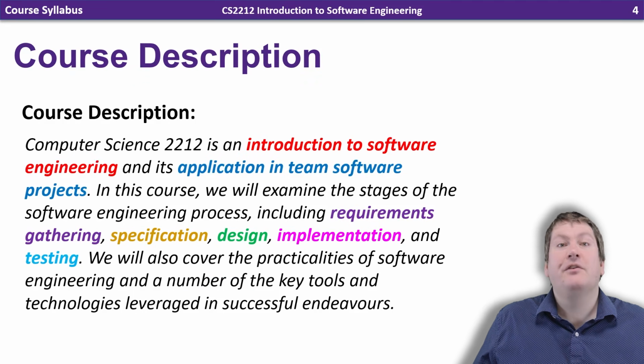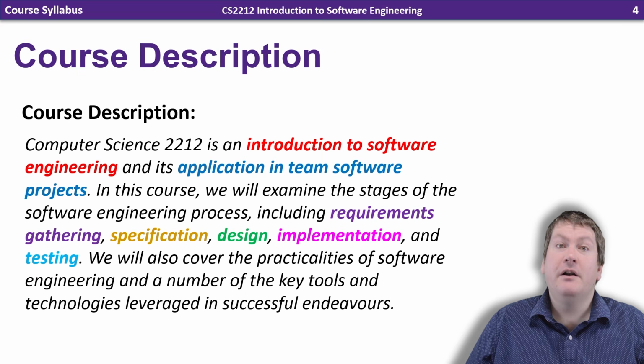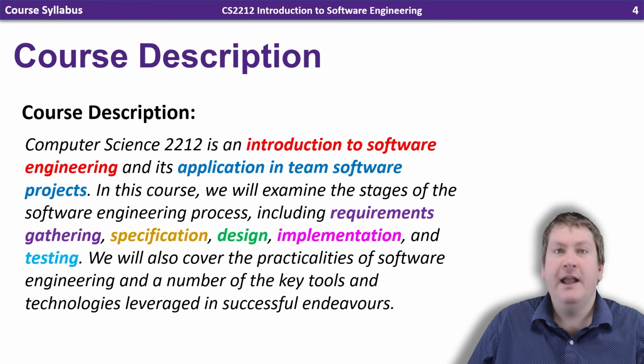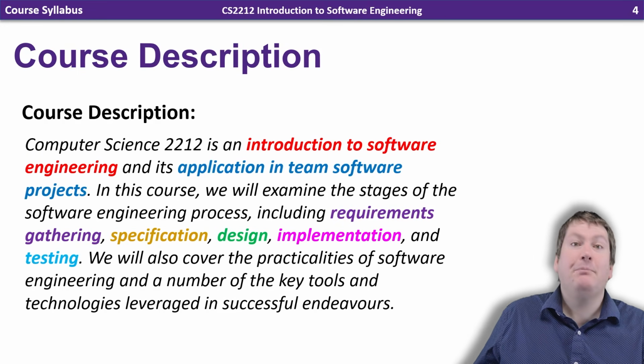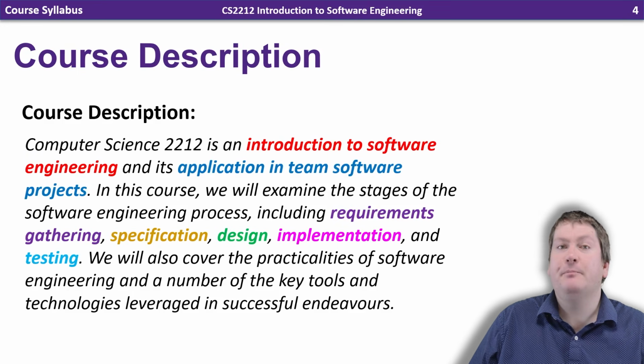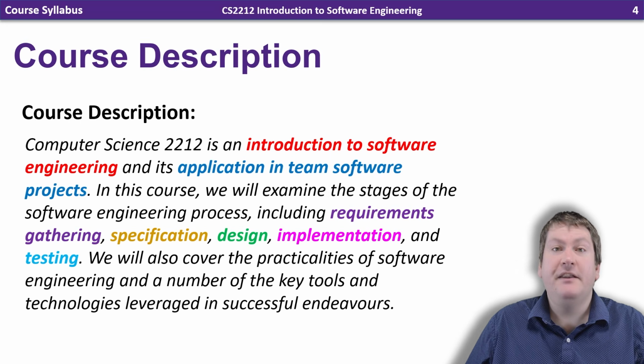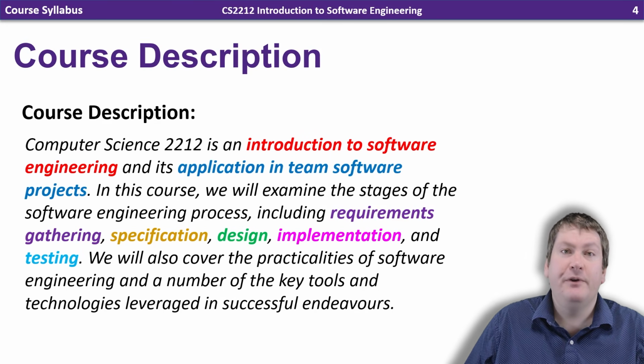So what is this course? What have you got yourself into? Well, Computer Science 2212 is an introduction to software engineering and its applications in team software projects. This applications in team software projects is particularly important because in this course, you're going to be working on a group project with 4 other students.